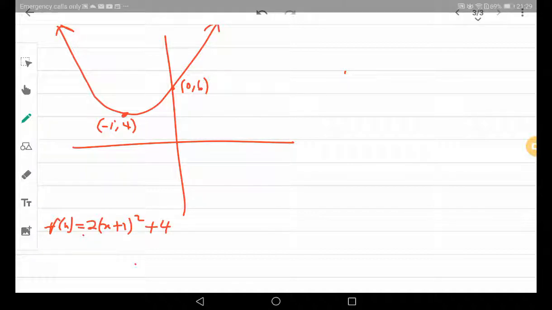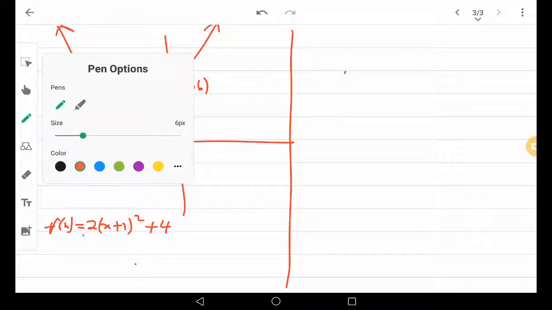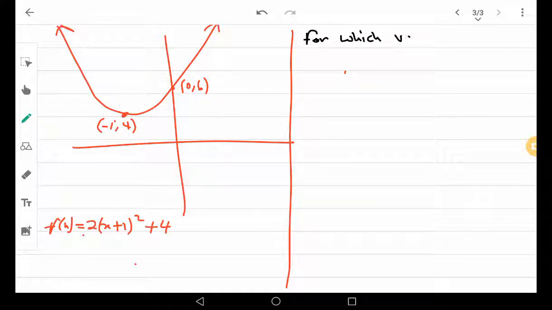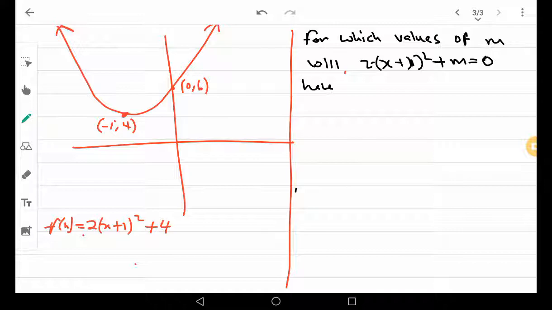Then a question would be something like: for which values of m does 2x plus 1 all squared plus m equals 0 have number 1, equal roots, number 2, non-real roots.